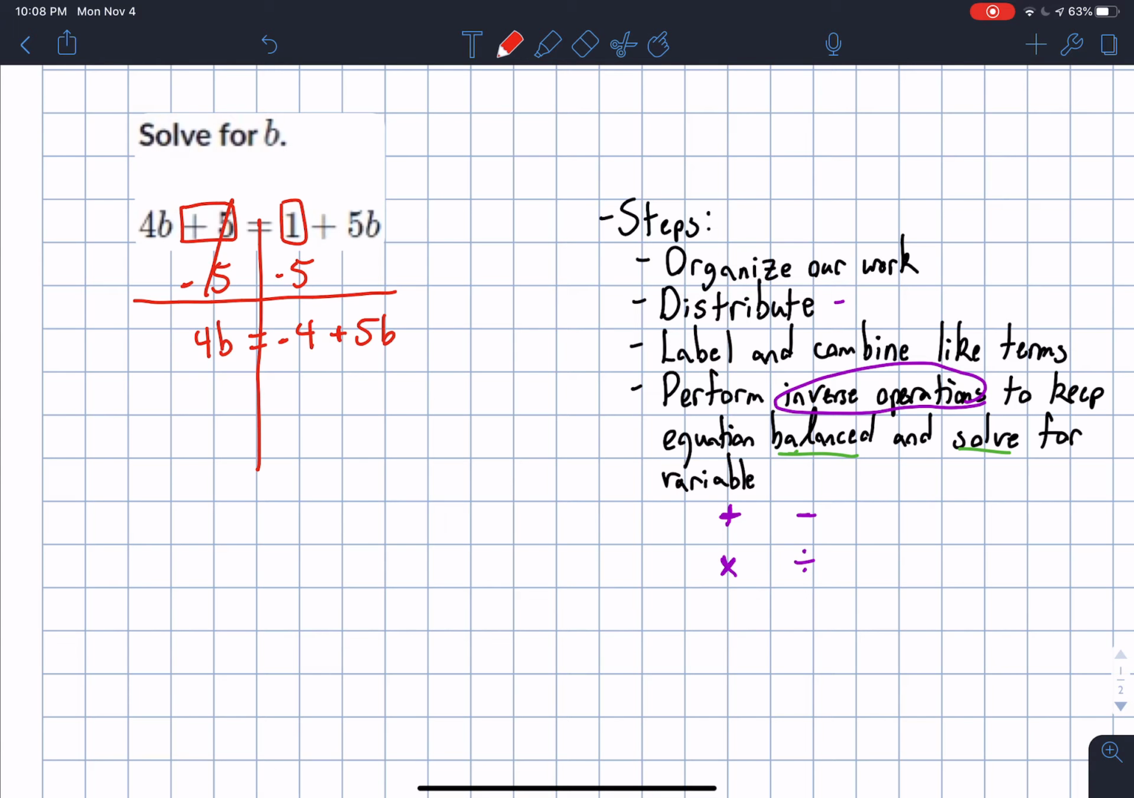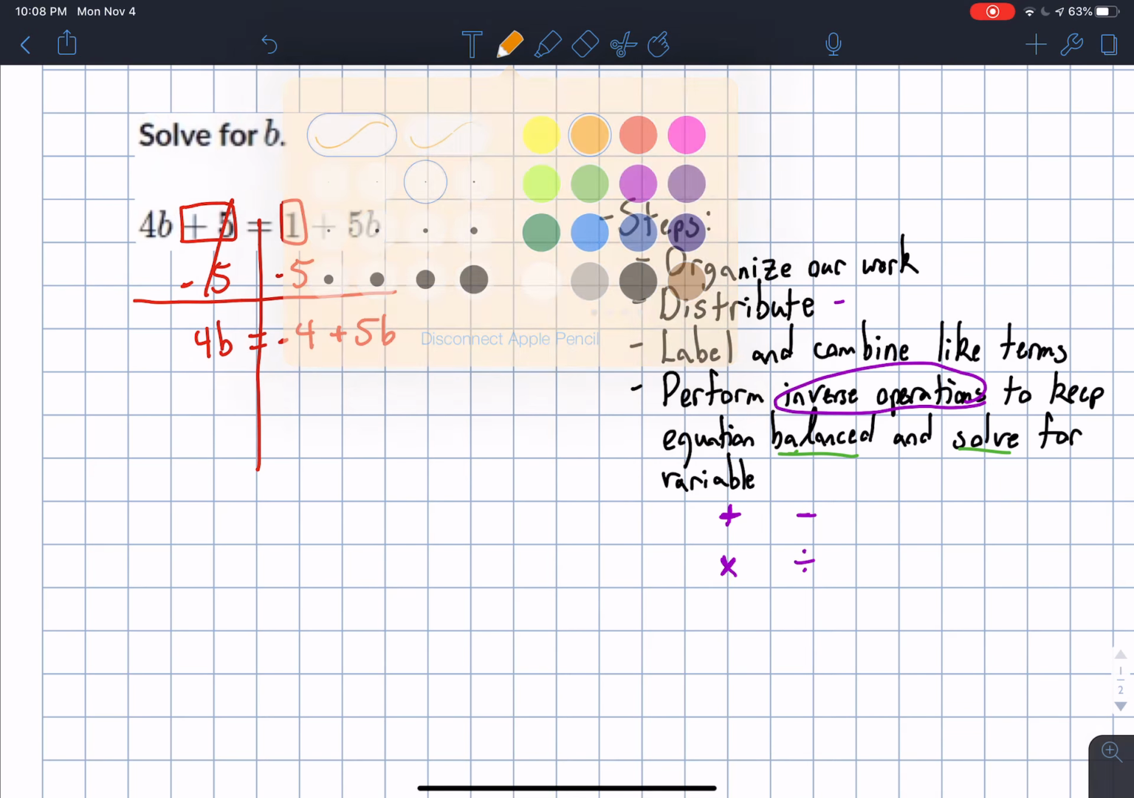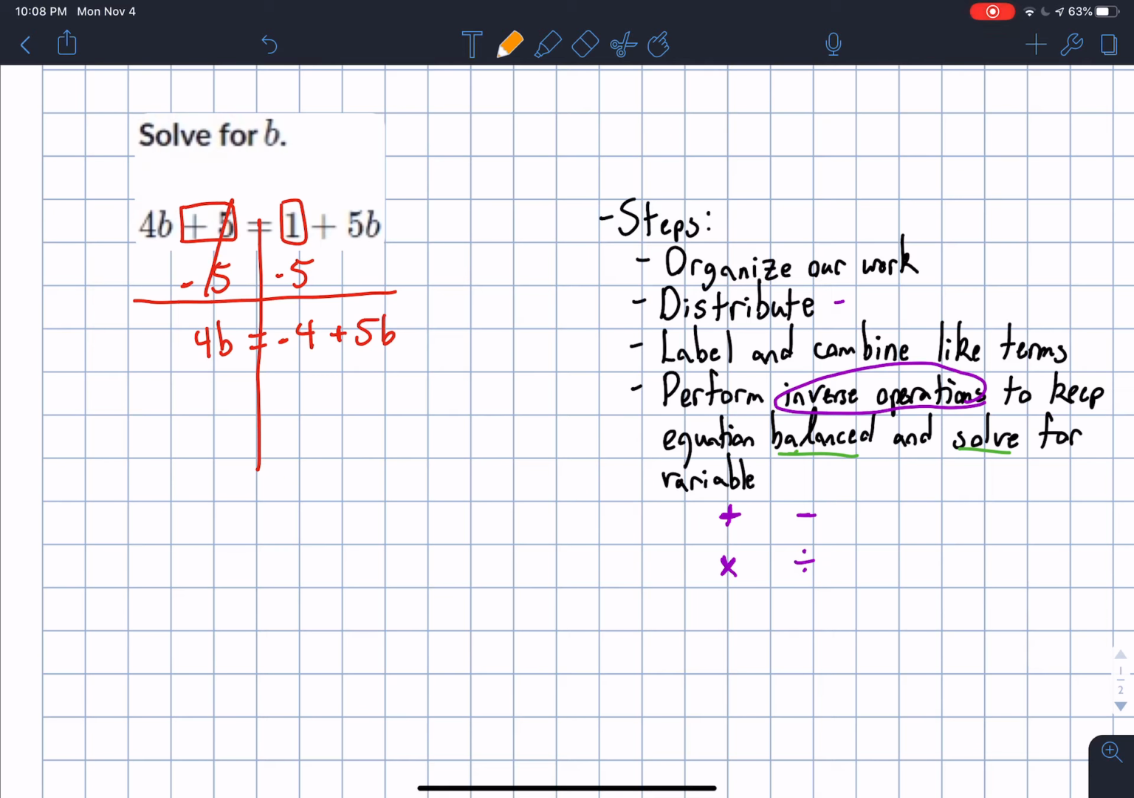I'm not done because I see some variables still hanging out with coefficients. So I'm going to box that in, and now I'm going to deal with that. The inverse of adding 5b, that looks like a 56, my bad handwriting, would be subtracting 5b. Subtract 5b from both sides to keep it balanced. This would cancel out. I'm going to be left with negative 1b equals negative 4.